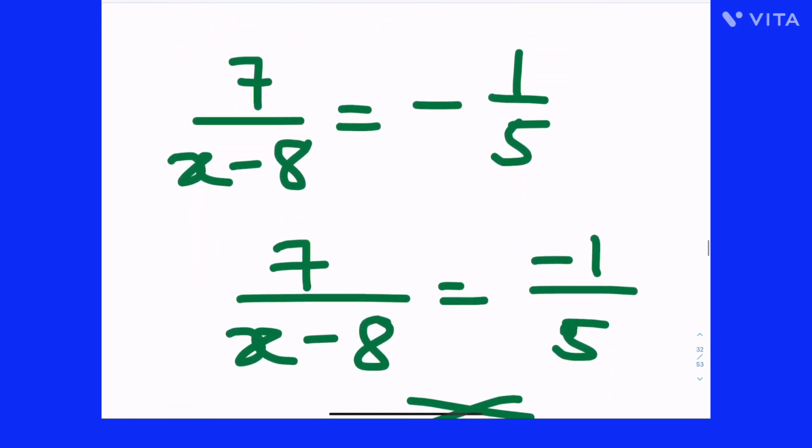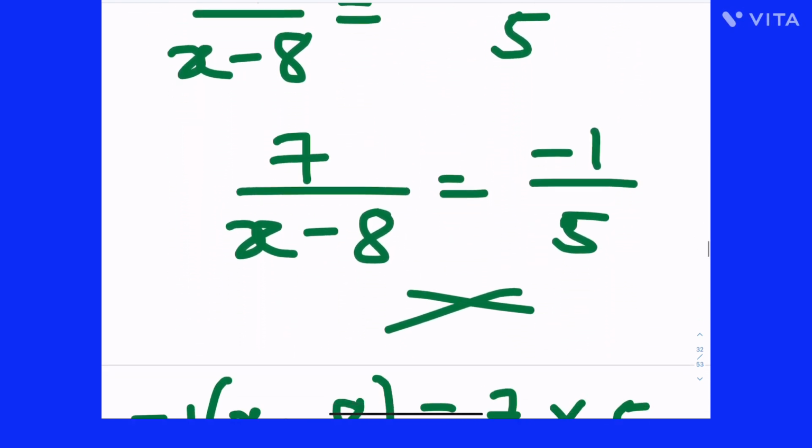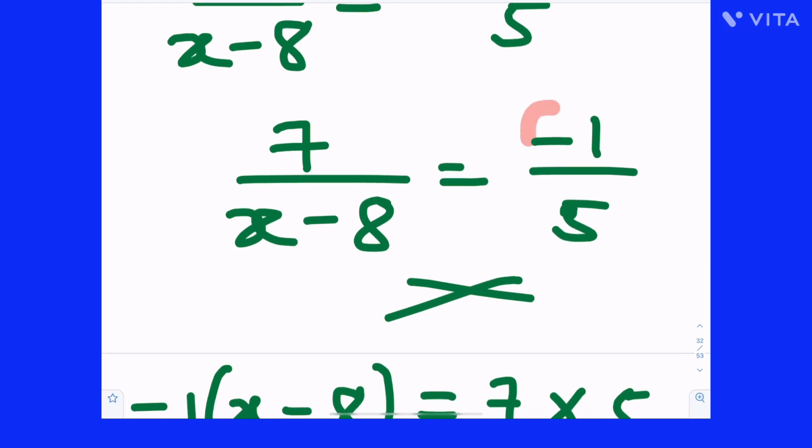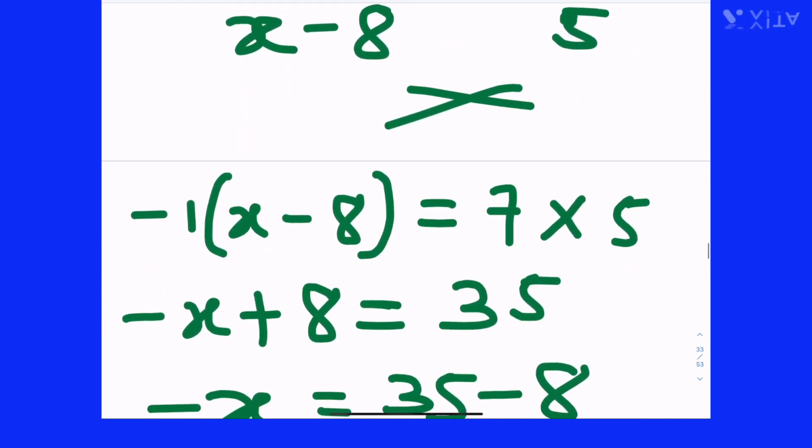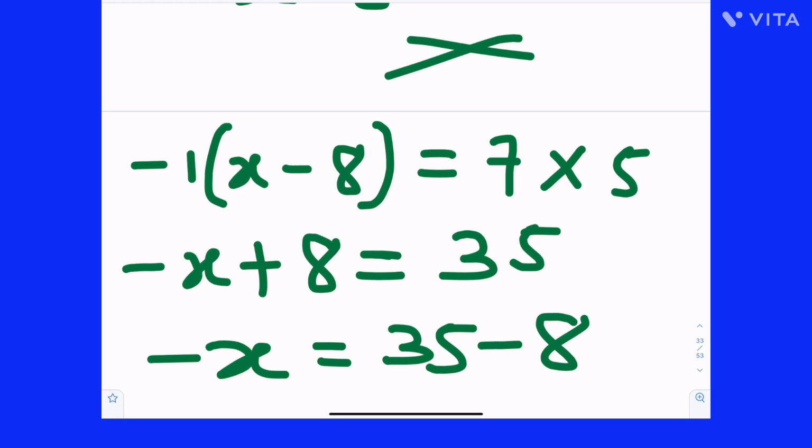So that's the same thing as minus 1 over 5 here. You can keep the minus on the numerator alone or with the denominator, but I've chosen to keep it with the numerator here. So we cross multiply. Minus 1 times x will give you minus 1x. Minus 1 times x will give you what? Minus 1x or minus x. Minus 1 times minus 8 also. Minus 1 times minus 8 will give you plus 8, because minus times minus is plus.